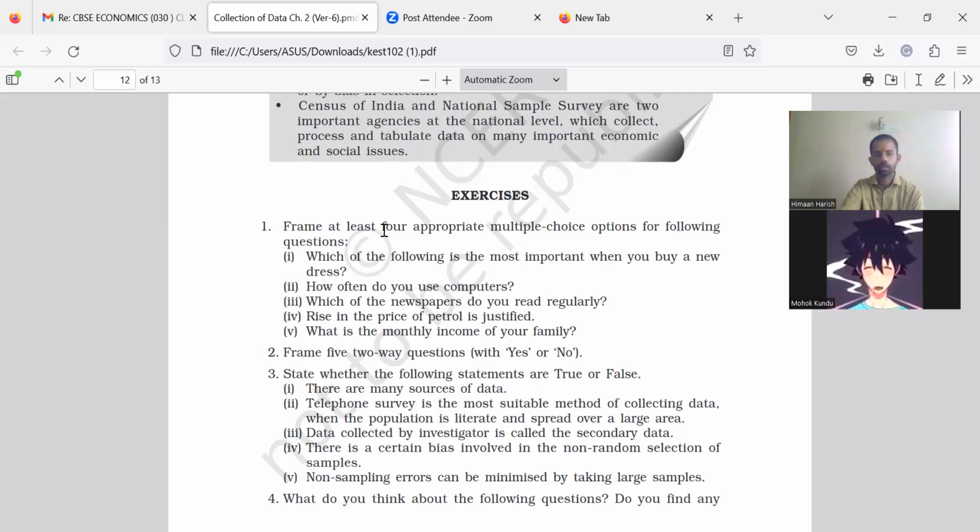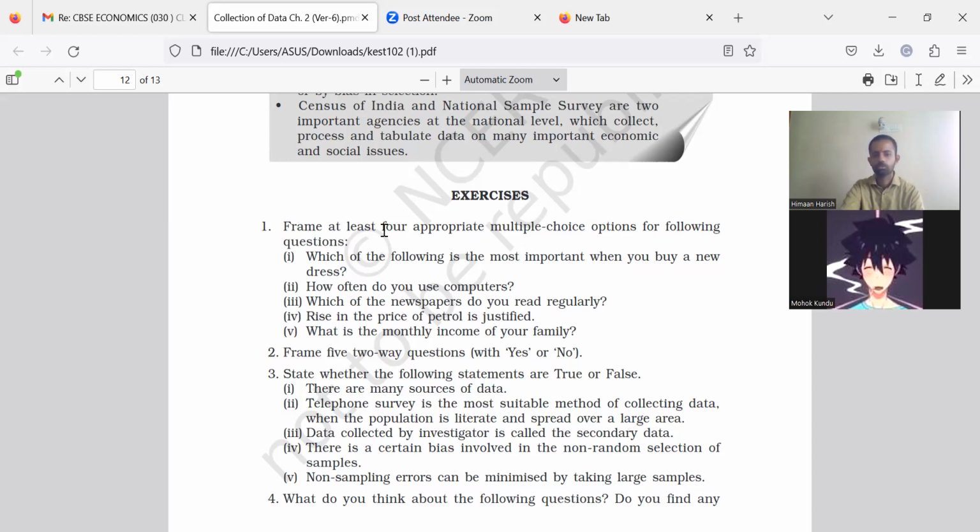The second question is, how often do you use computers? Regularly, frequently, weekly, or monthly. Which of the newspapers do you read regularly? The Hindu, the Times of India, Business Line, Economic Times, Globe Mirror, Hindustan Times.